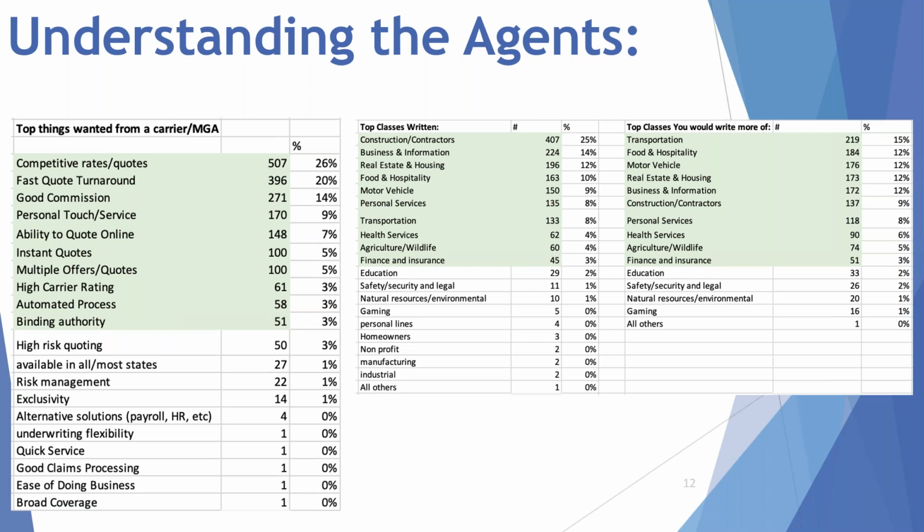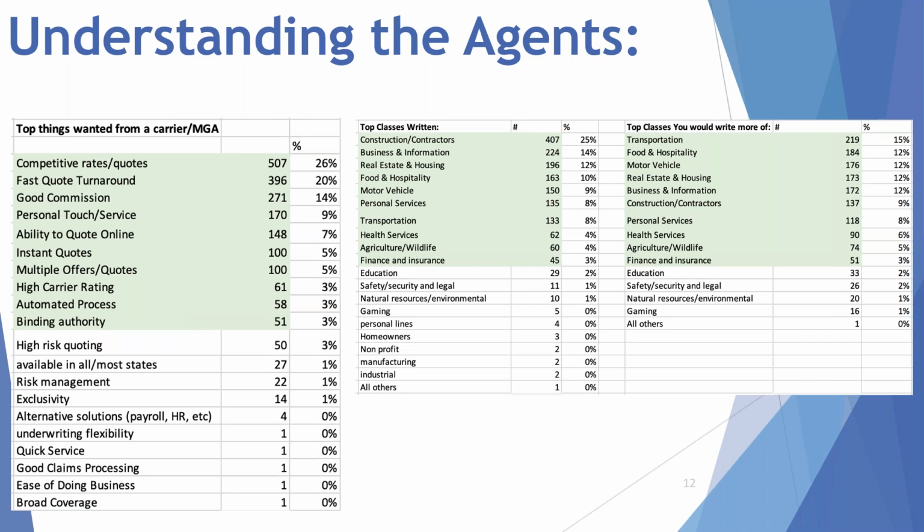So the last survey I did, we were trying to understand these agents a little bit better. So in this screen, we're looking at the top things. So basically, the top things that they want to see from a carrier or MGA. So that's on the left-hand side. And this is very cool because right away, in those top 10, I'd say probably 5 of those Appulate solves.